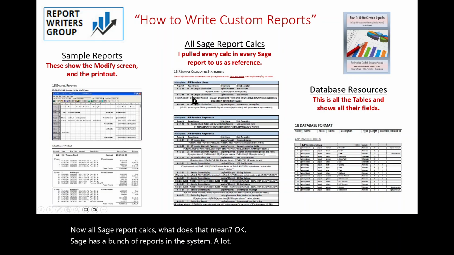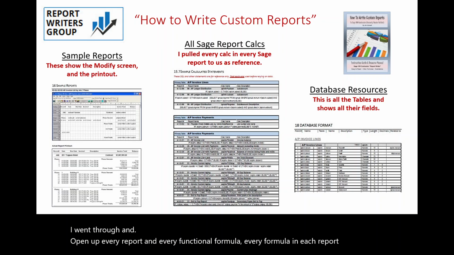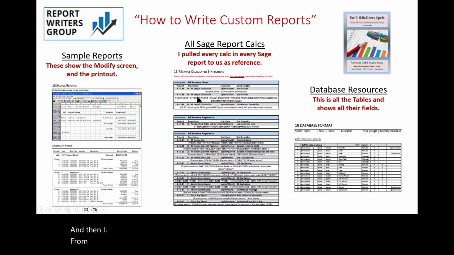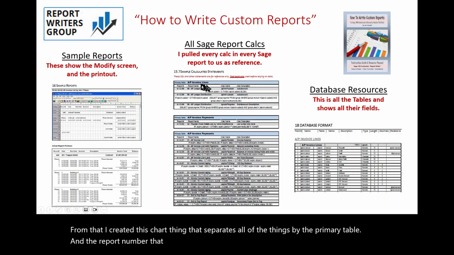I went through and opened up every report and every functional formula, every formula in each report. I copied and pasted each formula into an Excel spreadsheet. And then from that, I created this chart that separates all of the things by the primary table and the report number that formula in that primary table is. Why? Now, why did I do that?